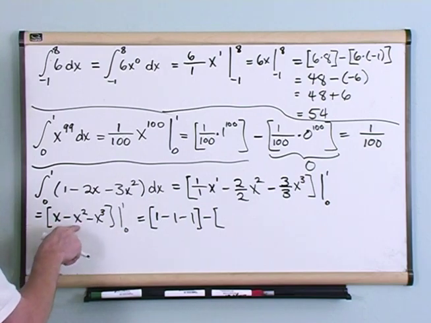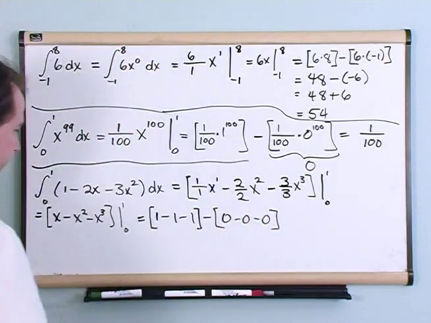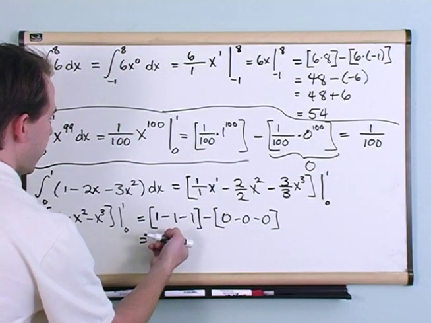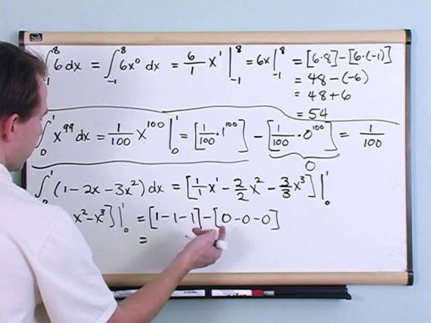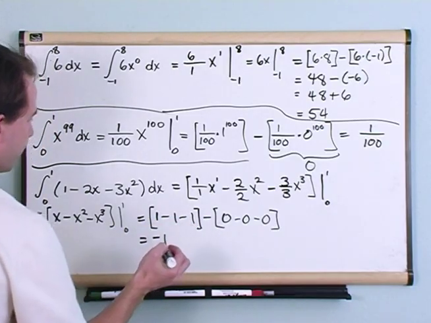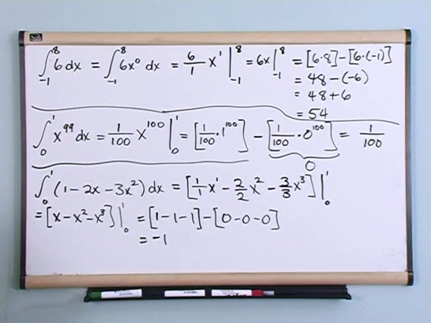You're going to have 0 minus 0 minus 0. So I'll just write it 0 minus 0 minus 0 so we don't forget what we did here. So in this bracket, I'm going to have 1 minus 1 is going to be 0, minus 1 gives me negative 1 over here. And then I'm going to be subtracting off a big fat 0. So the answer to the problem is negative 1.